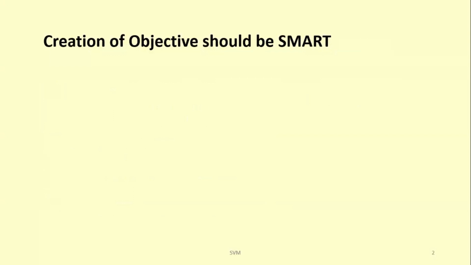So we already spoke about this. Objectives should be SMART. Here S stands for specific, M stands for measurable, and A stands for achievable or attainable. R stands for relevance, or it should be relevant to the thing whatever we are measuring. And it should be time-based. So that type of objective we need to create.